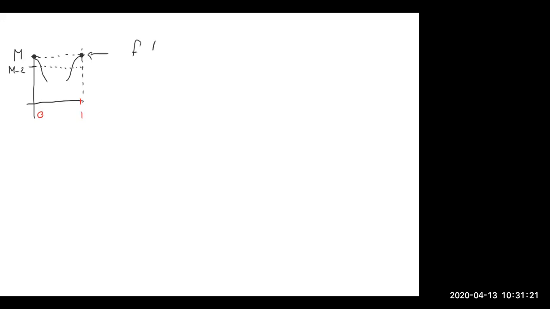f has a max, say M, and there should be 2 points taking on that value, and they have to be the boundary points. So f inverse of M, this set, must be equal to the boundary points 0 and 1. So f of 0 equals f of 1 equals the max.